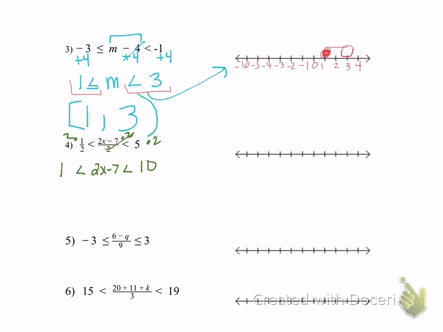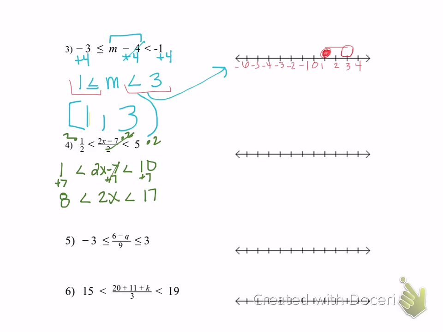Well, I'm still not done because I have to isolate my variable. I got to get x by itself. So let's move over that 7. So add 7 on each side. So I've got 8 over here. 2x in the middle because this cancels out. And then I have 17 on my other side.